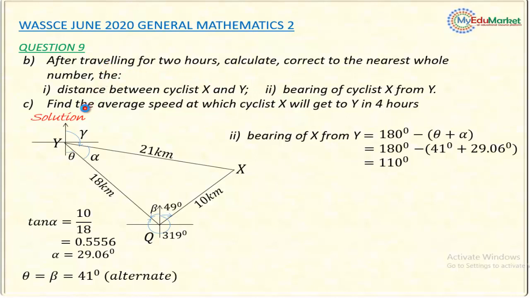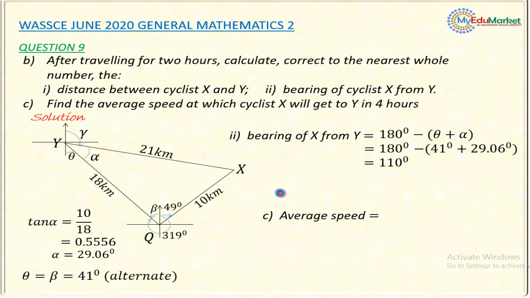So I move to question number C, in which we are asked to find the average speed at which cyclist X will get to Y in 4 hours. This cyclist X, if he is going to meet cyclist Y in 4 hours, what will now be the average speed that he will cycle from X to Y? The distance is given already, so we want to find the average speed if he is to reach there in 4 hours time. So question number C, the average speed.